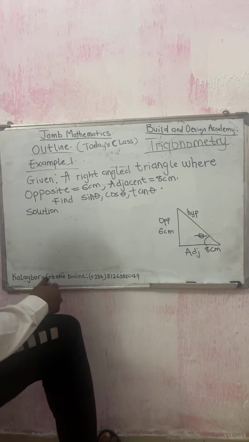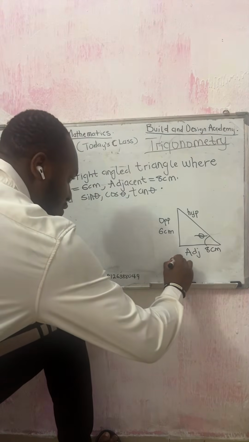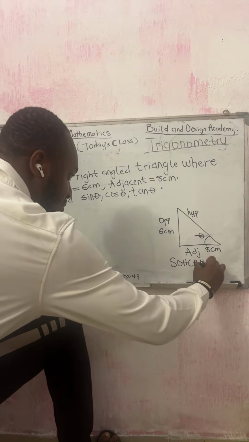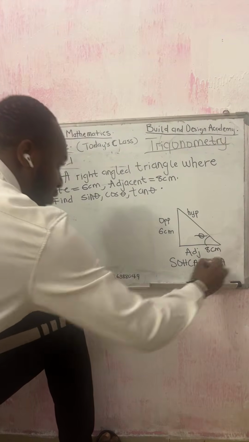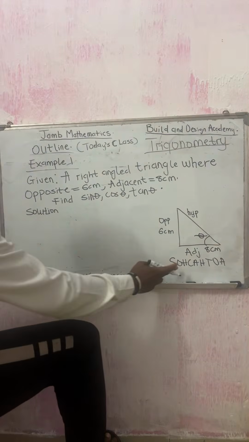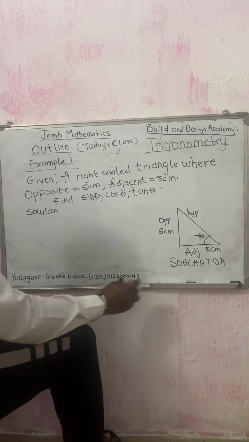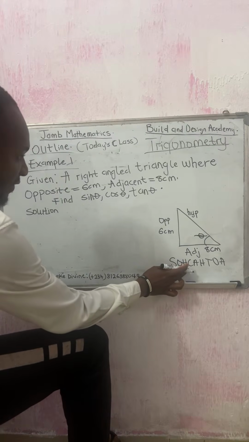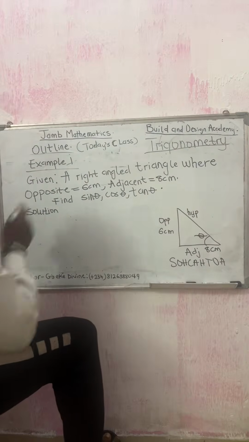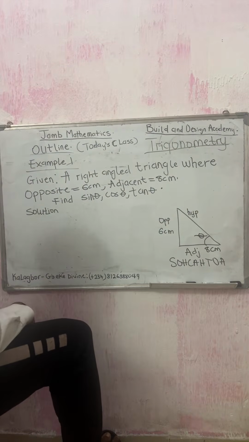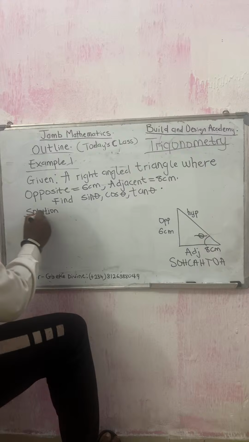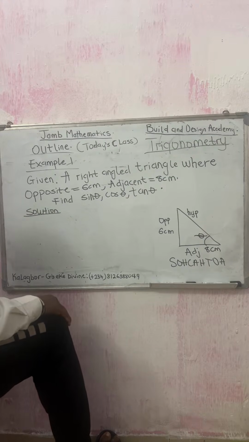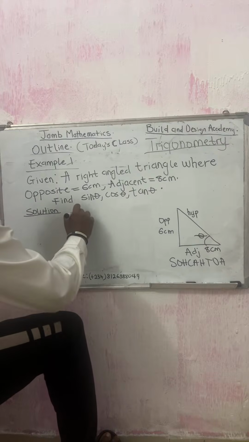They say we should find sin theta, cos theta, and tan theta. So to find that, we need to know the knowledge of what? SOHCAHTOA. Now we want to find sin theta, and sin theta is opposite over hypotenuse, but we don't have the value for hypotenuse. So how do we find it? Now this is where the Pythagoras rule comes in. Have you heard of Pythagoras?